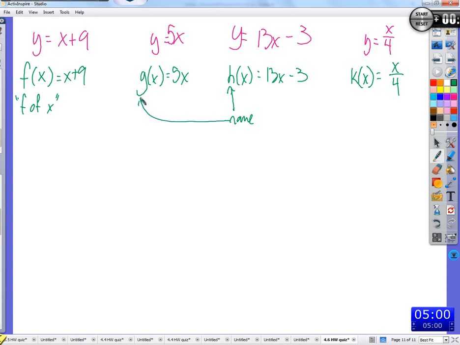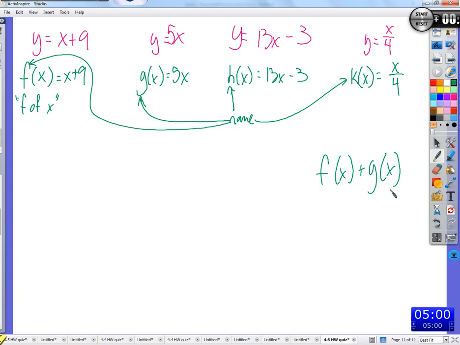So, the names are just the letter out front. So, that's the first thing. It just distinguishes one function from the other. And if I wanted to add f of x to g of x, I could write that. I could write f of x plus g of x. Add them together. I could even just say f plus g if I wanted. You know what I'm saying? I want to take that f and add it to that g. Okay.